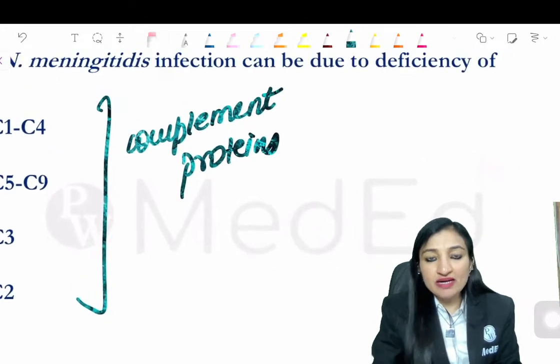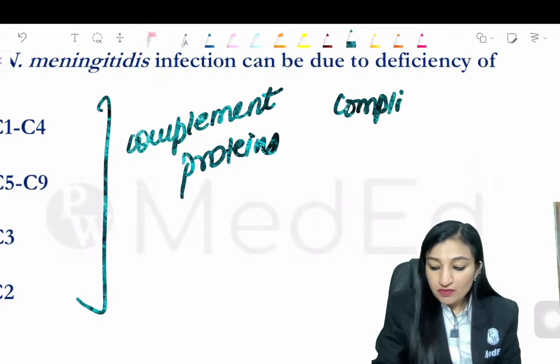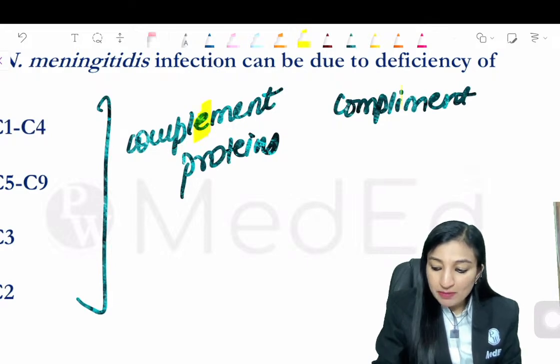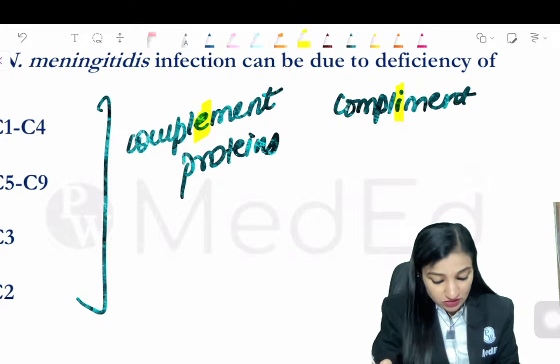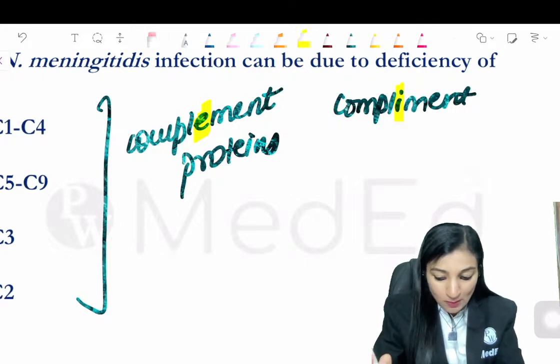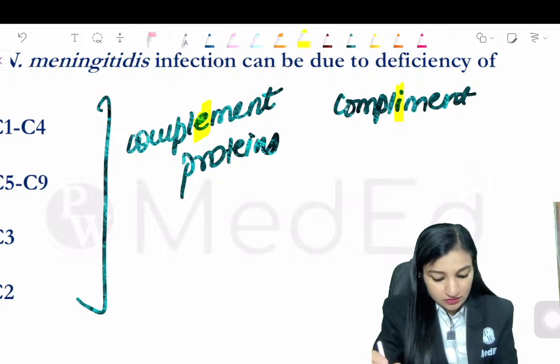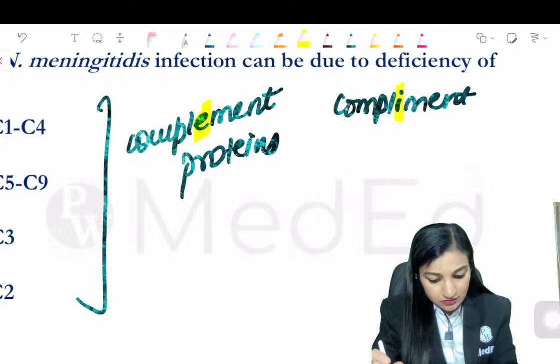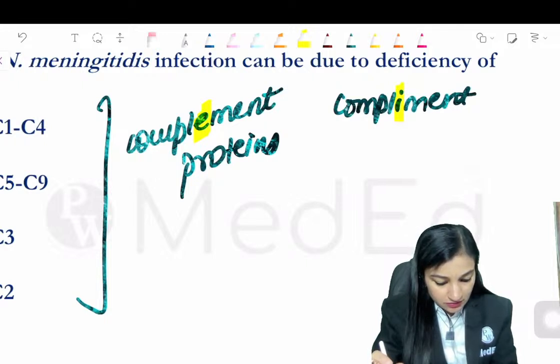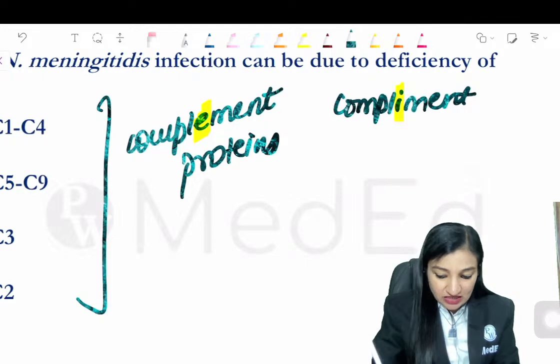Complement. Have I written the correct spelling of complement? Is this right or is this right? Complement with an E is correct or complement with an I? The complement system which we read in immunology. Tell me which is correct. Complement with an I or complement with an E? Yes, complement with an E and not complement with an I.